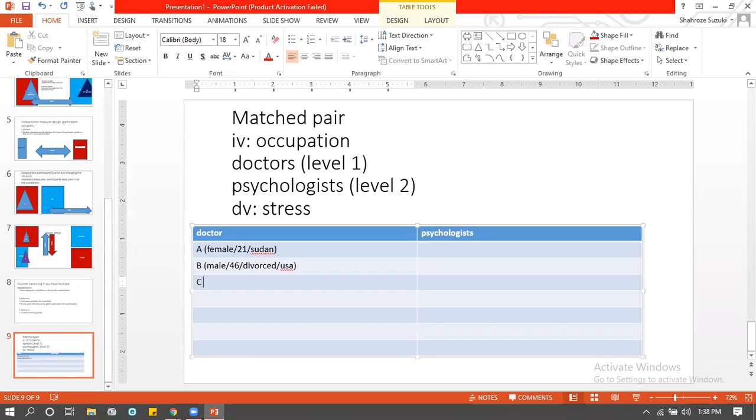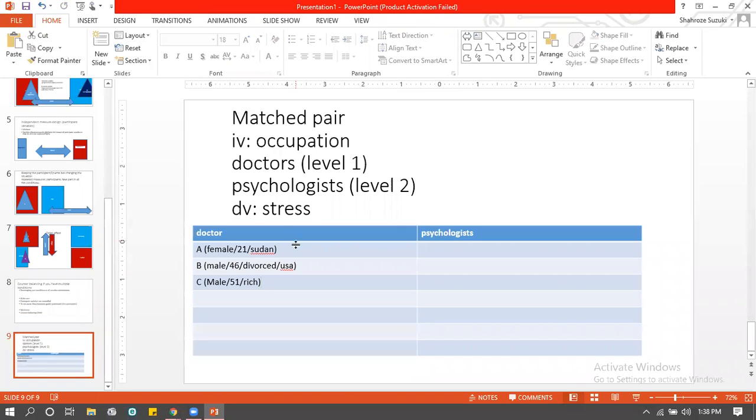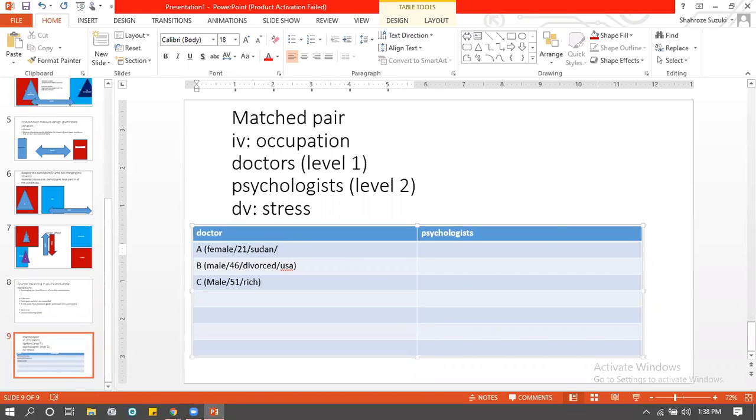Person number C, again male, is 51, and is rich, has a private clinic, so he's rich. Will we take experience into consideration? Yes, we will also take experience into consideration. It's a good thing you added that. She has 5 years of experience. This guy has 15 years of experience. This guy has 25 years of experience.